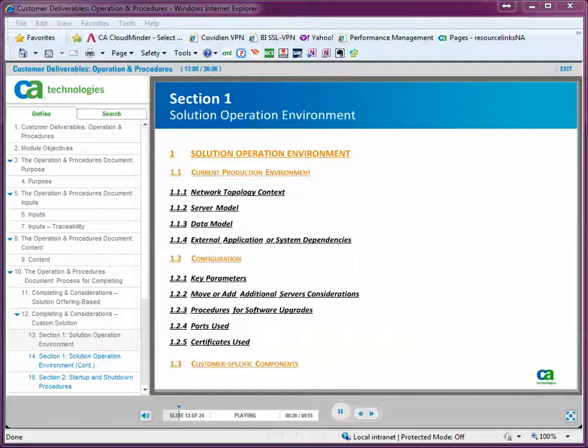Well, with this document, the solution is only to be used internally by CA and is not a deliverable. The customer administrators or operators need to be aware of the use of services in the business. First, let's take a look at section 1.1, the current environment, object.